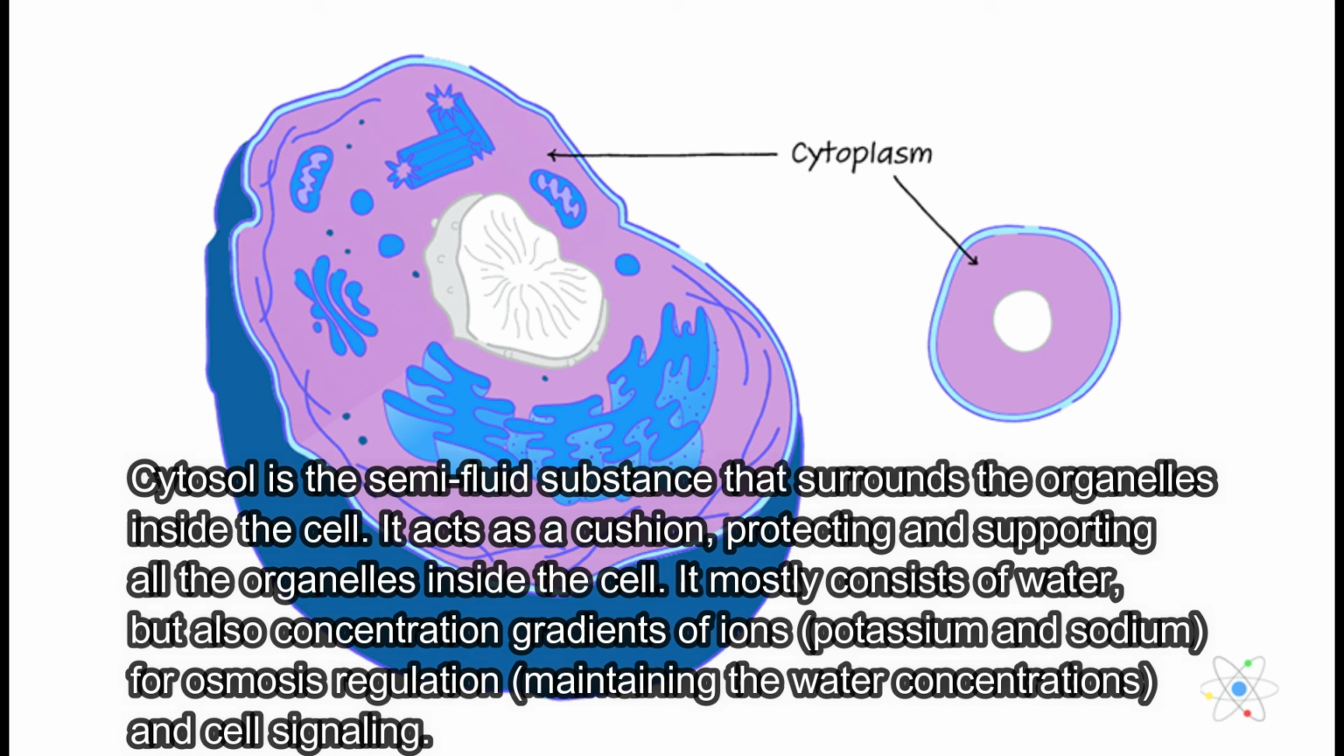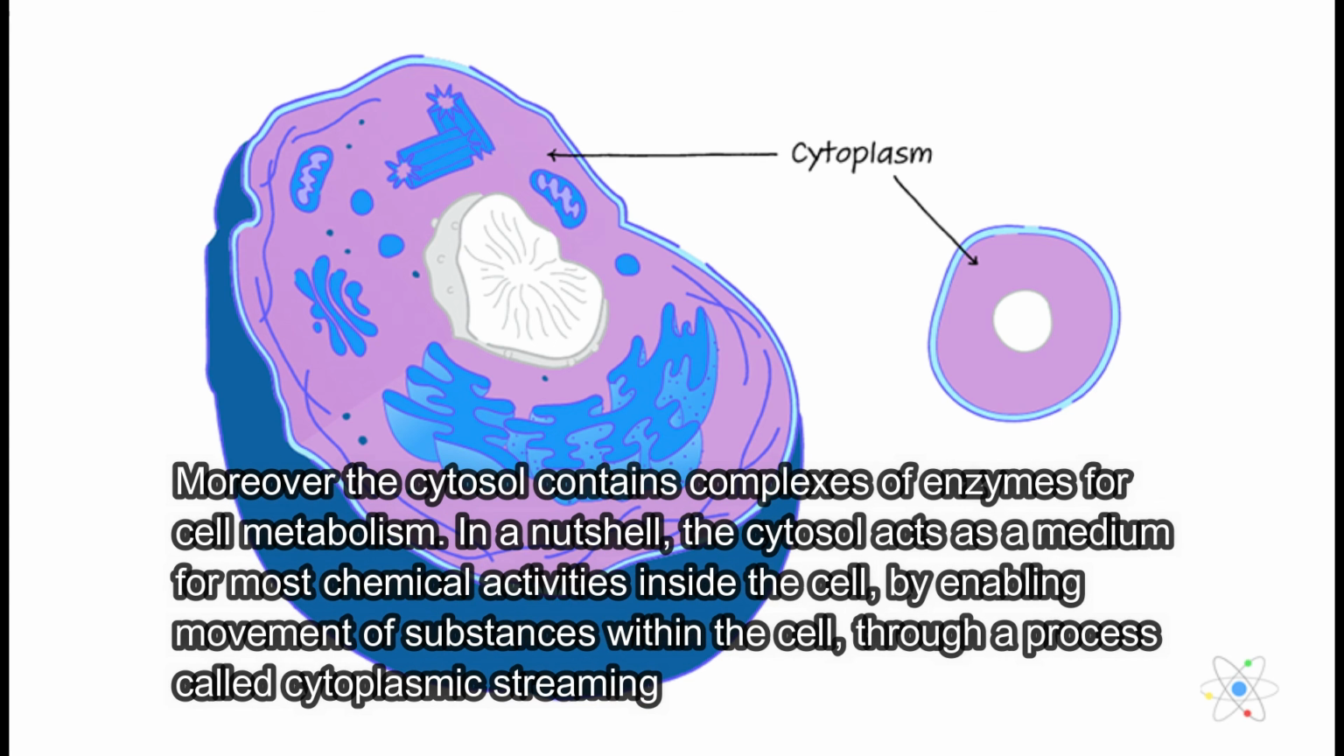It mostly consists of water, but also concentration gradients of ions, such as sodium and potassium, for osmosis regulation or maintaining the water concentrations, and cell signaling. Moreover, the cytosol contains complexes of enzymes for cell metabolism. In a nutshell, the cytosol acts as a medium for most chemical activities inside the cell by enabling movement of substances within the cell through a process called cytoplasmic streaming.